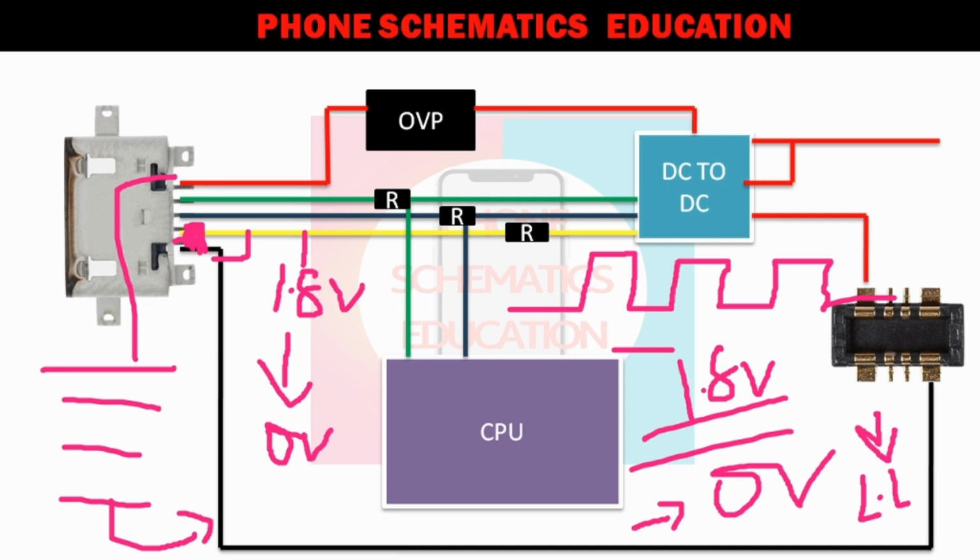Right? Now from here another question comes. When this 1.8 line had ground to 0 volt, OTG connects. Clear? But how does the OTG work?